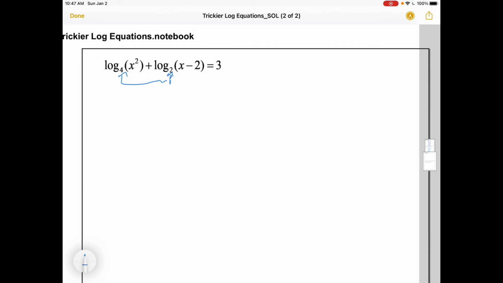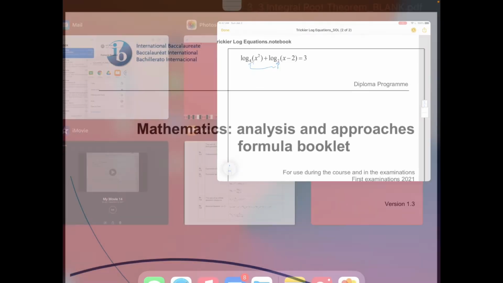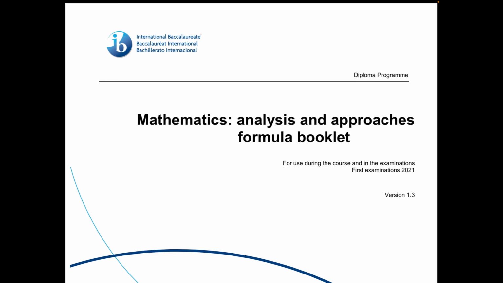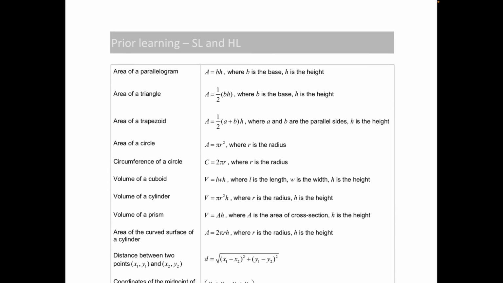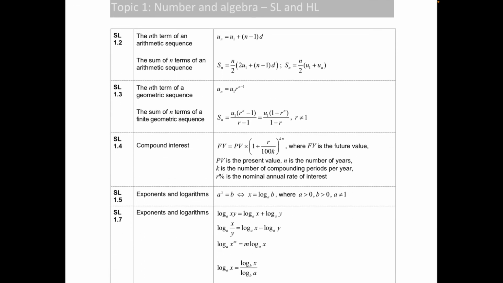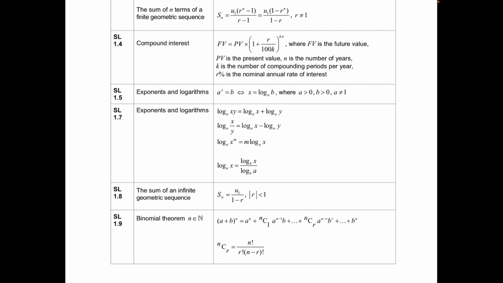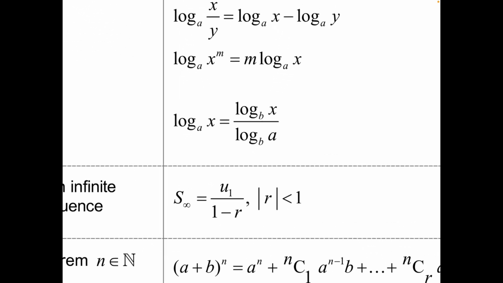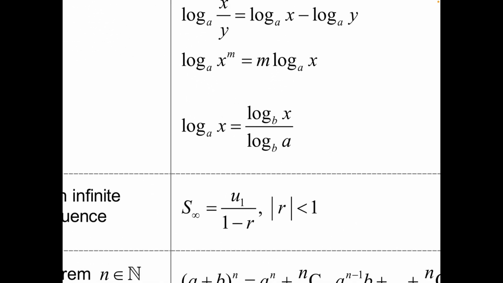I'm going to head to the formula booklet. Okay, so here I am, Mathematics, Analysis, and Approaches formula booklet. And I scroll through prior learning. This is under number and algebra. And here's all our exponents and logarithm stuff. And if you see, the very last thing that's written here is log base a of x equals log base b of x over log base b of a. In other words, you can take the log of the big number over the log of the little base.